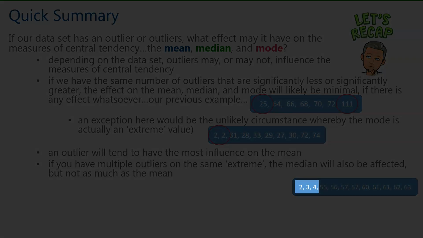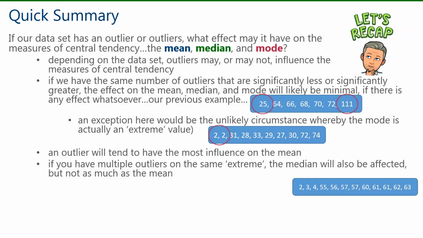If you have multiple outliers on the same extreme, the median will also be affected, but not as much as the mean. If we consider the data set to the right, if we do the calculation for the mean and median for all data values, we will get a mean of approximately 45.1 and a median of 57. That's with the outliers included. And our three outliers here would be the 2, 3, 4. All three are significantly less than the remaining pieces of data.